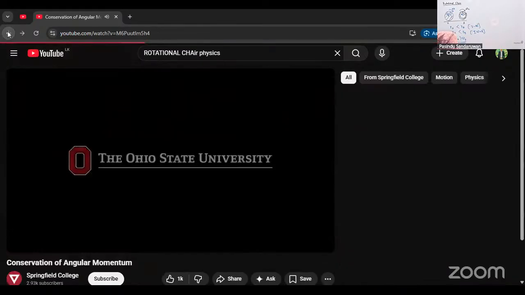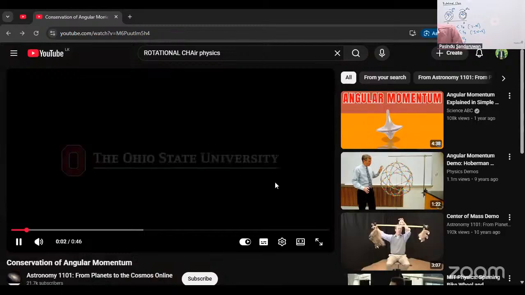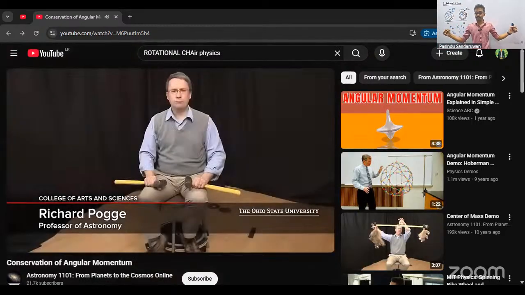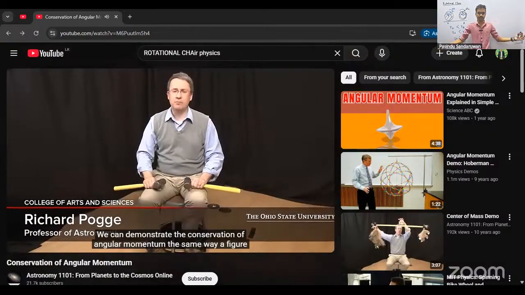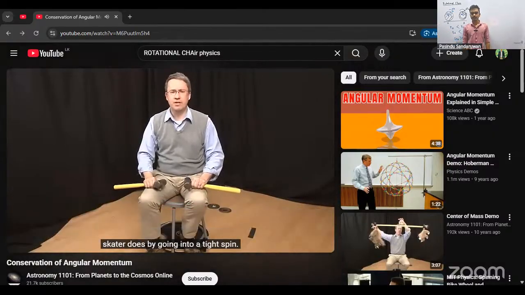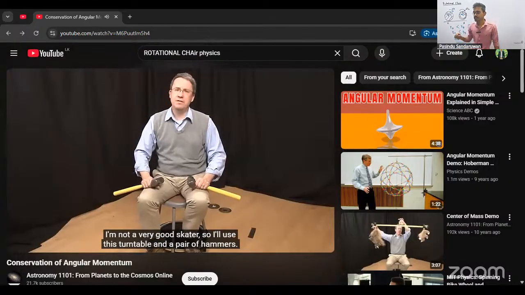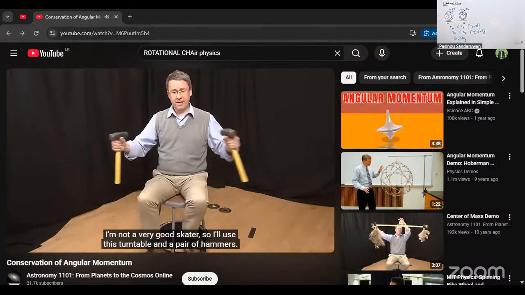Watch it again. Now he is keeping two hammers in his hands to increase the radius. We can demonstrate the conservation of angular momentum the same way a figure skater does by going into a tight spin. I'm not a very good skater, so I'll use this turntable and a pair of hammers.